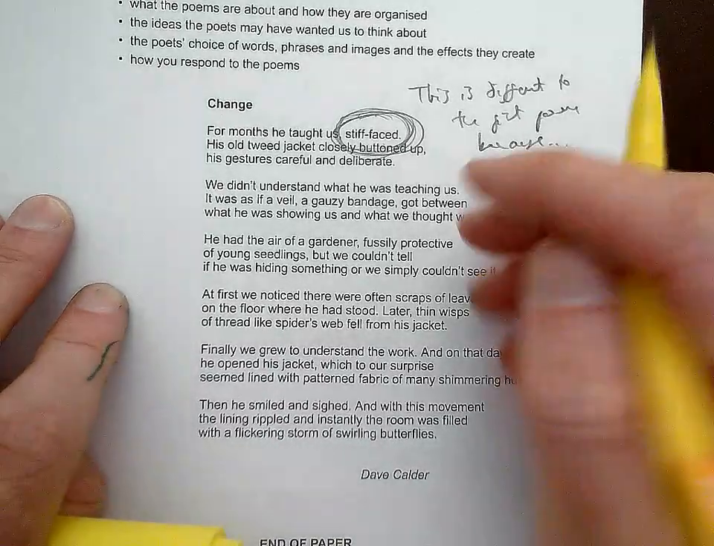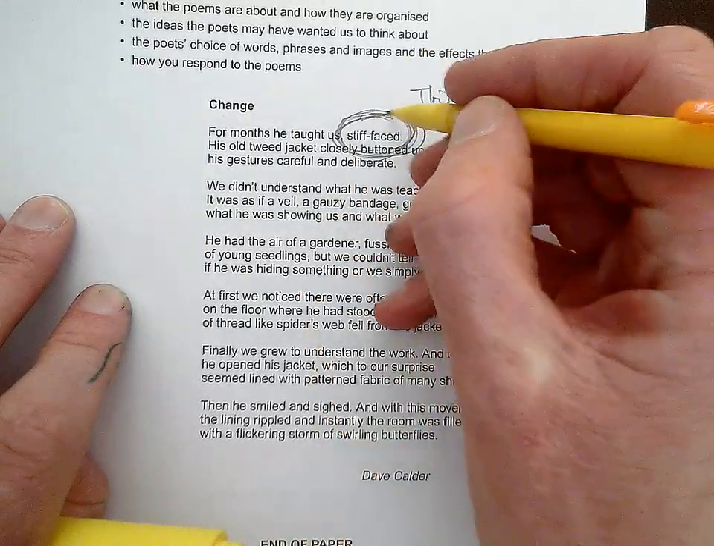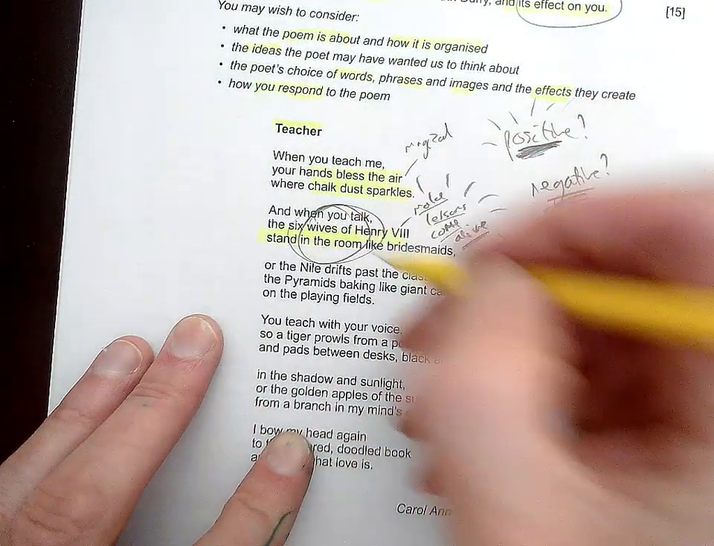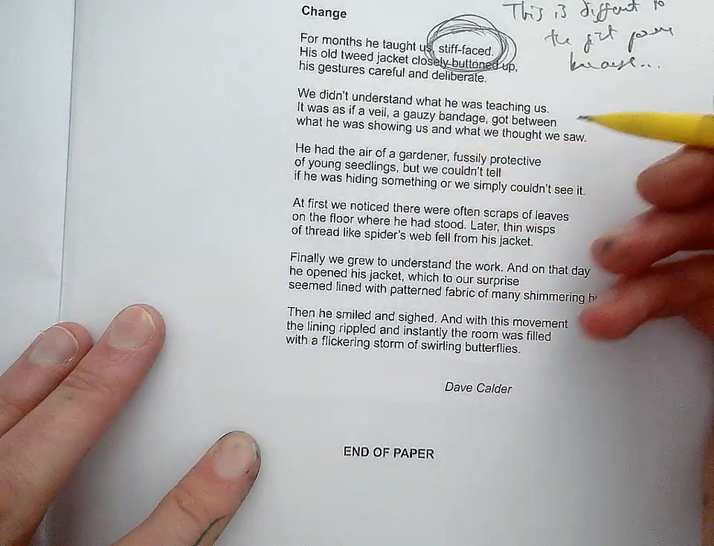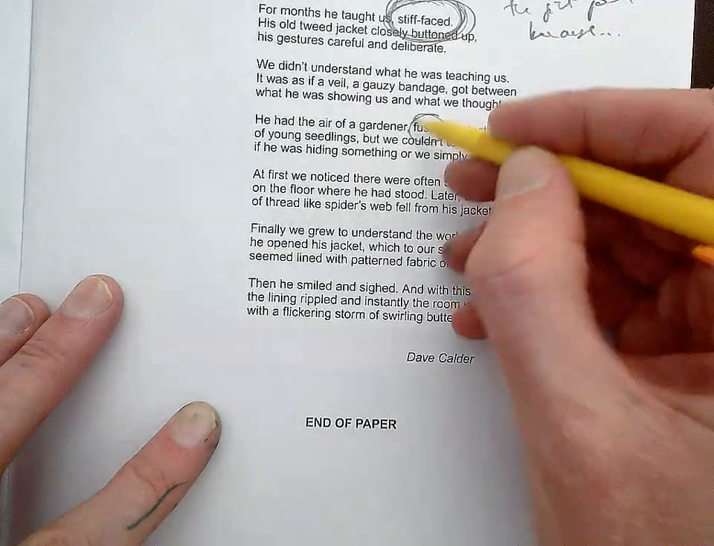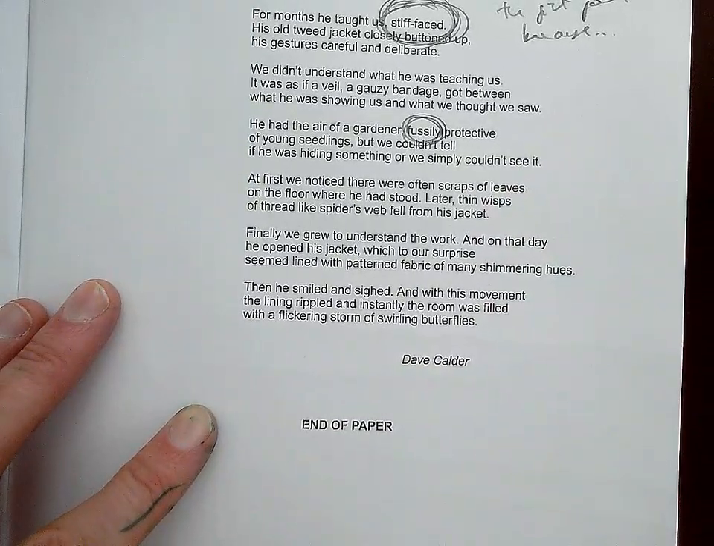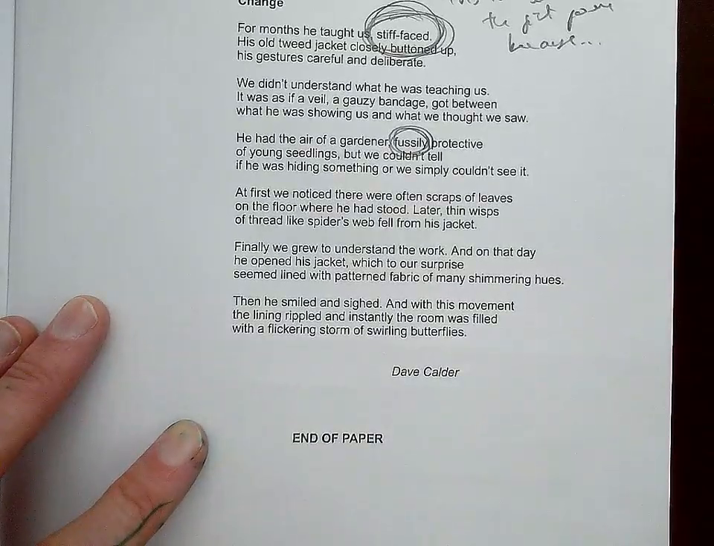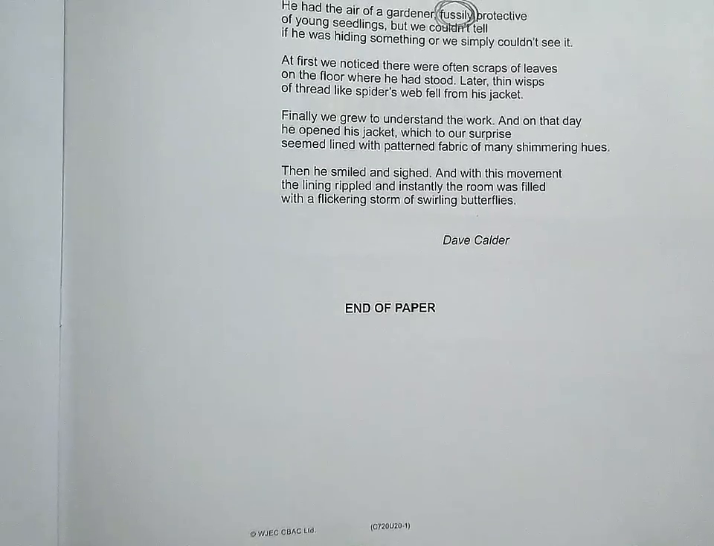But the key thing is that you must use quotes from both poems. So write about a quote from this poem, compare it to a quote from this poem. And then again, find a second quotation. For example, "he was a fussy teacher." That's quite a negative term, suggests he's kind of stressful and anxious, and compare it to a quote from the first poem, and so on and so on.